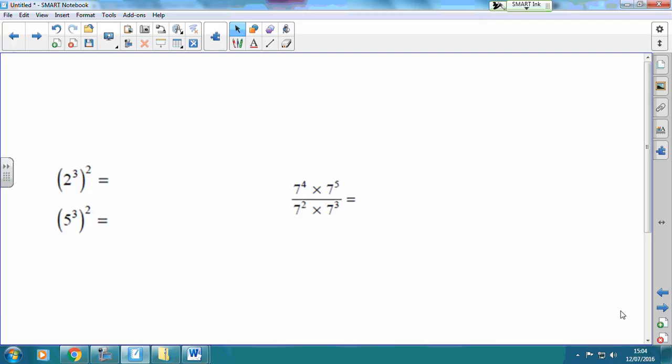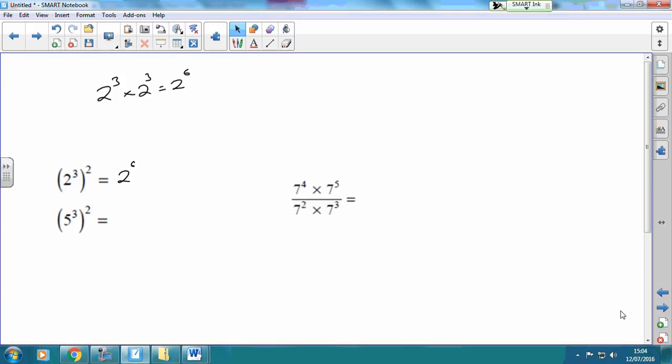This time it's in brackets. Now in that case, we simply multiply the powers, because squared means times by itself. So that's like saying 2 to the power of 3 times by 2 to the power of 3. So 3 plus 3 is just 2 to the power of 6. So we're doing 2 lots of 3. So 2 to the power of 6, and that's why it works.